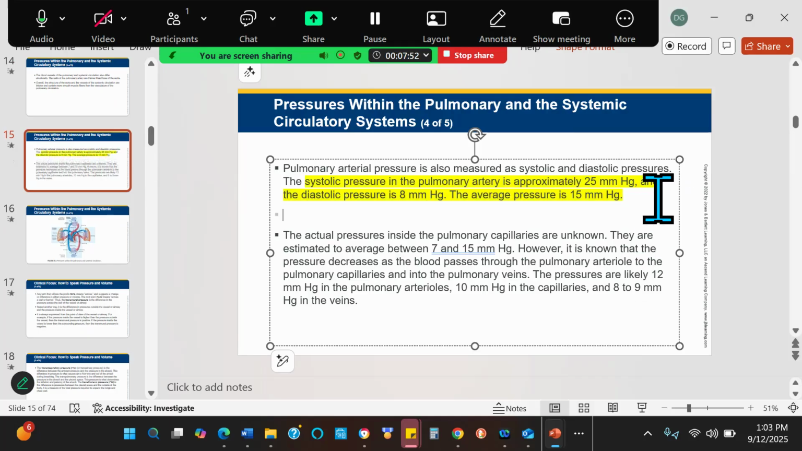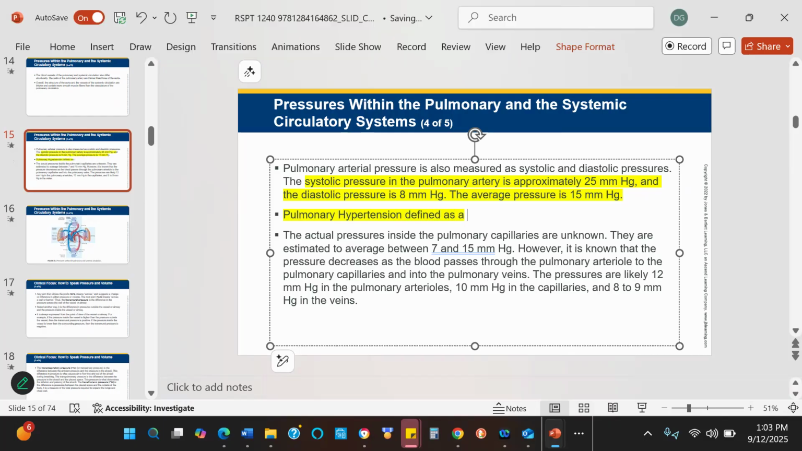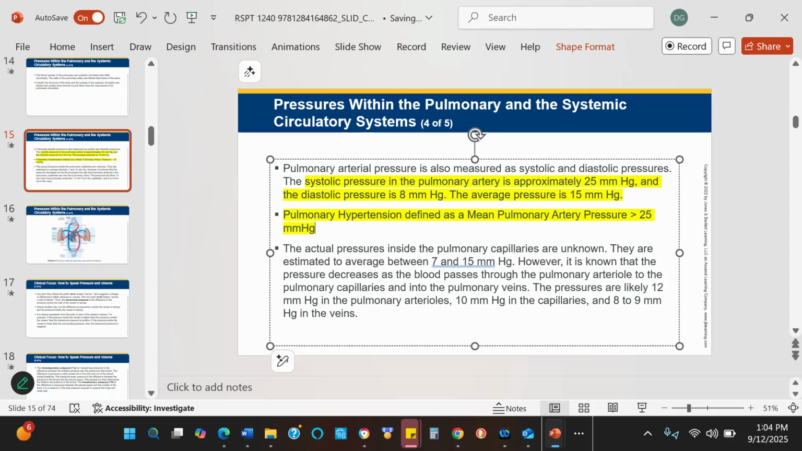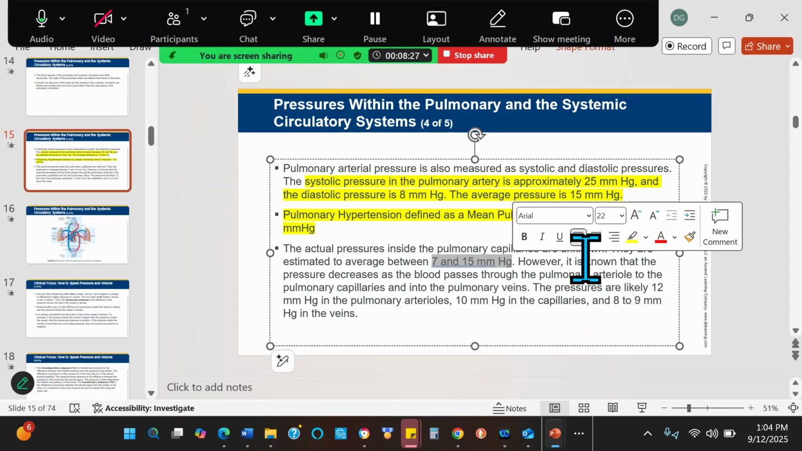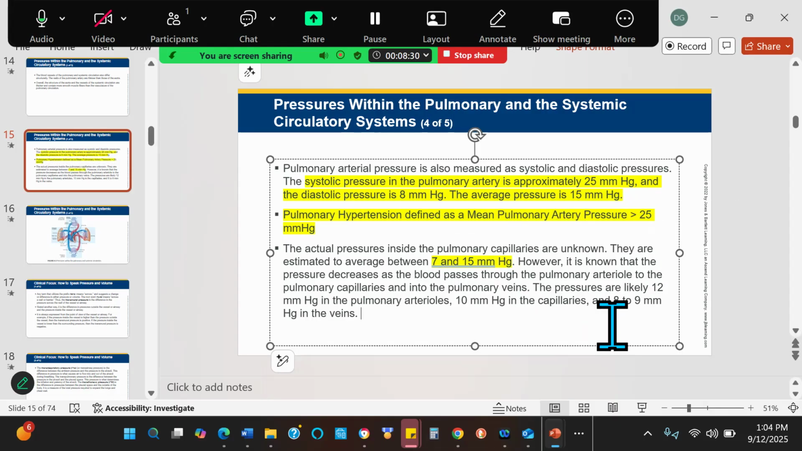Here's a board question for you. Pulmonary hypertension is defined as a mean pulmonary artery pressure greater than 25. Greater than 25. There you go. Actual pressures inside the pulmonary capillaries are estimated about 7 to 15. It's not really possible to measure that pressure directly.